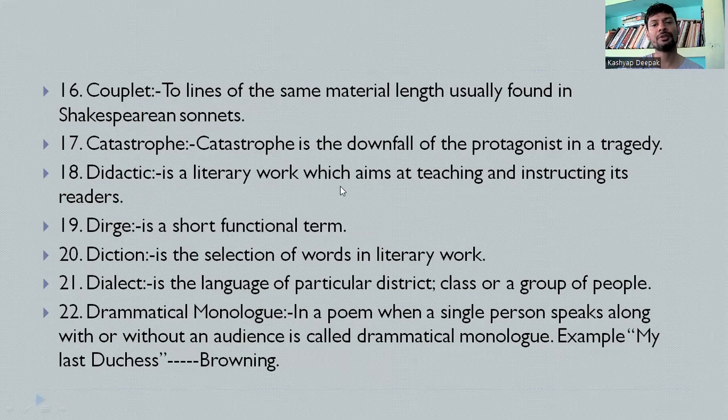Catastrophe is the downfall of the protagonist in a tragedy. For example, you can take King Lear, in which Lear is the king, but after his decision to divide his property among his three daughters, his downfall begins, and that is the catastrophe. Didactic, the next, is a literary work which aims at teaching and instructing its readers.